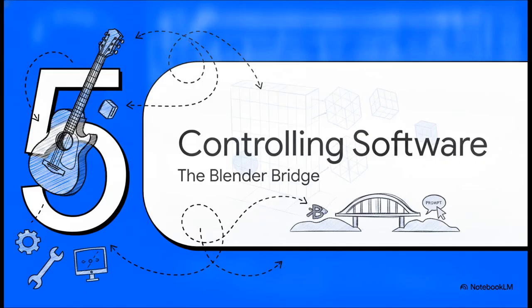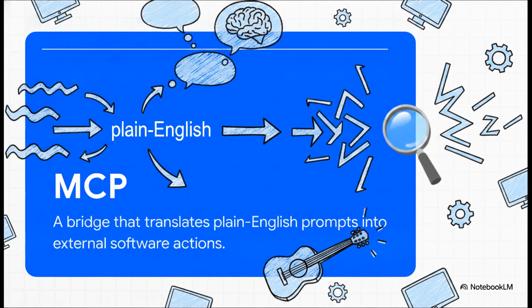Moving on to Section 5, Controlling Software with MCPs, or the Blender Bridge. So that 3D guitar we just saw, built by someone with zero 3D modeling experience. How? Through an MCP, or Model Context Protocol. Think of an MCP as a universal translator.